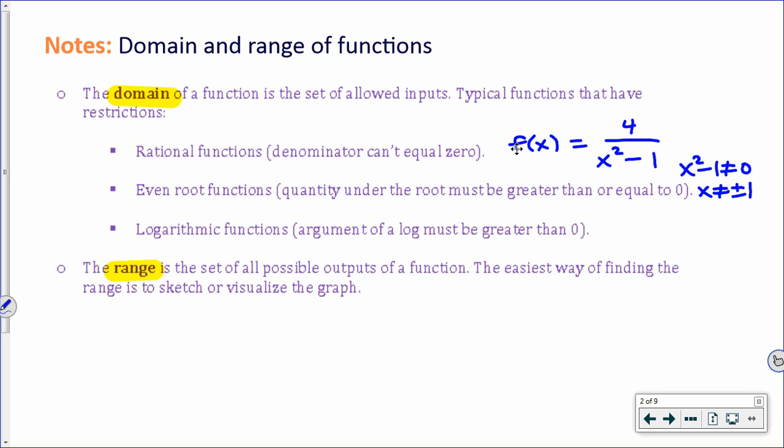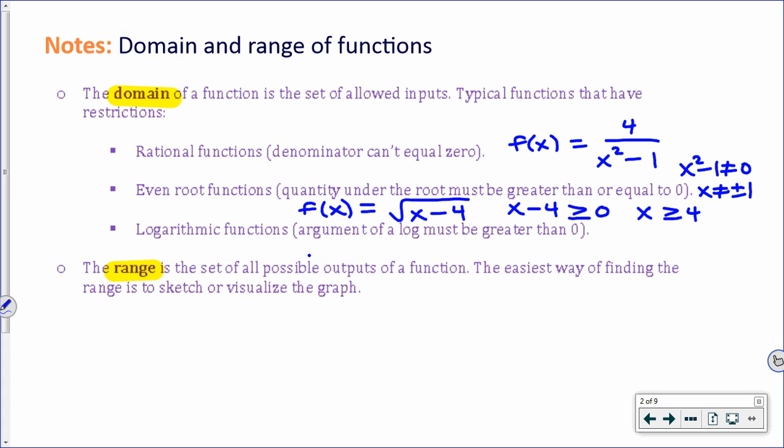Even root functions, this would be where you have a square root, fourth root, sixth root even. This is where the radicand, the thing underneath the radical, cannot be a negative. It can be 0 or anything positive. So for these, you want to set up an inequality for yourself that the radicand is greater than or equal to 0. And when you solve that inequality, then you'll know what x can be, anything greater than or equal to 4 in that case.